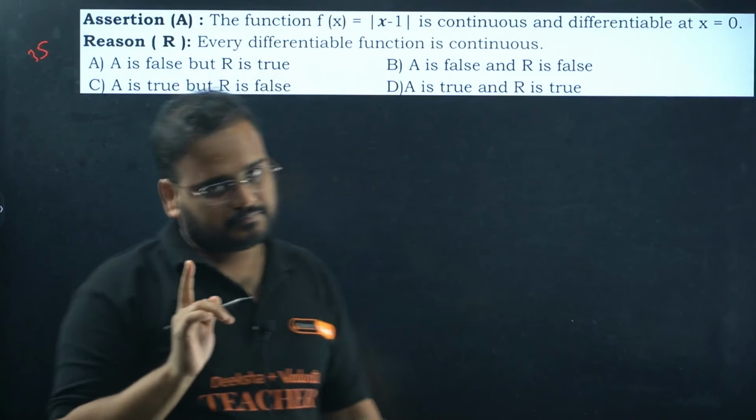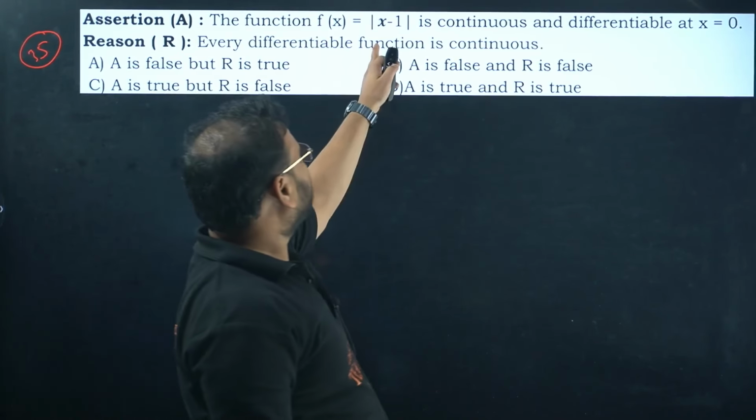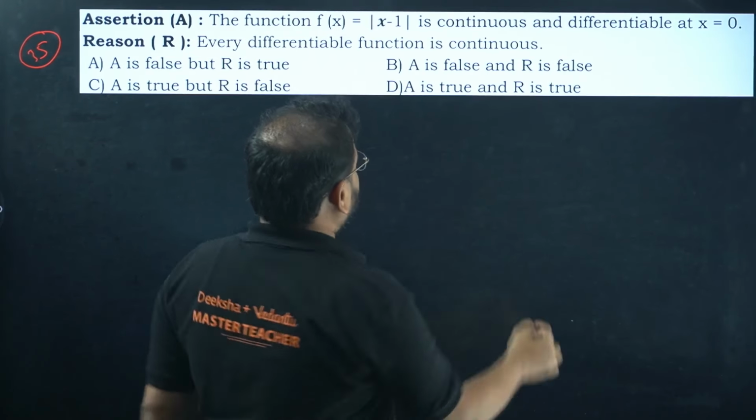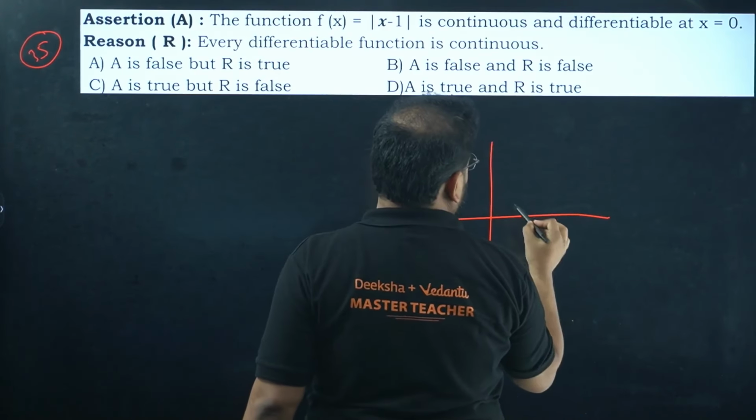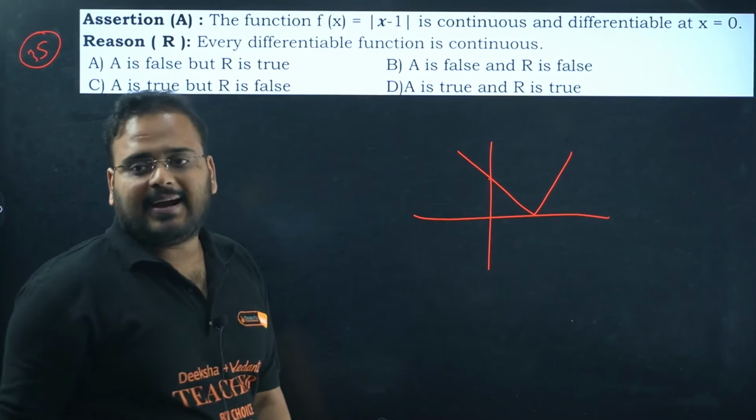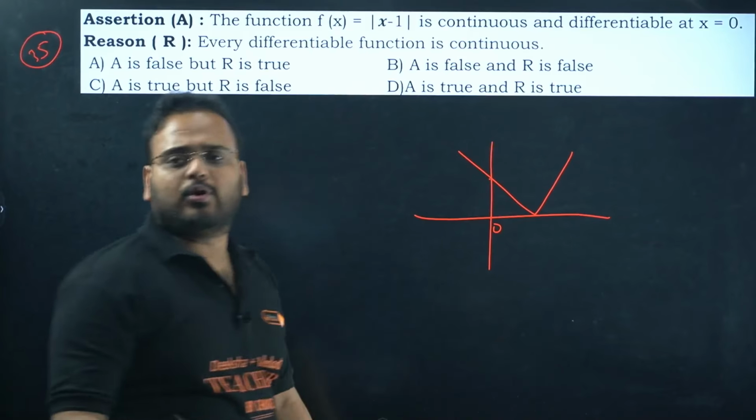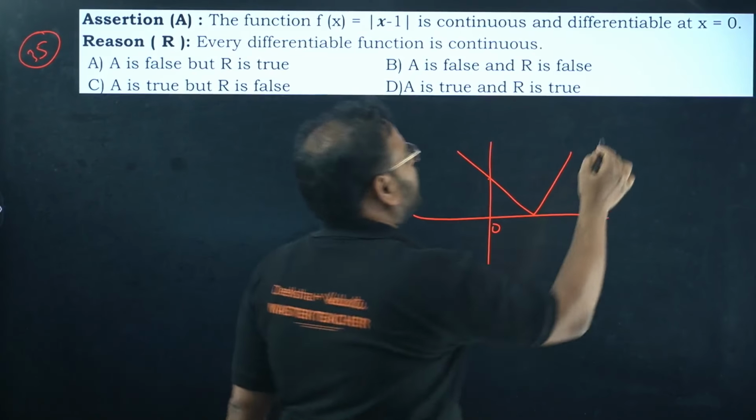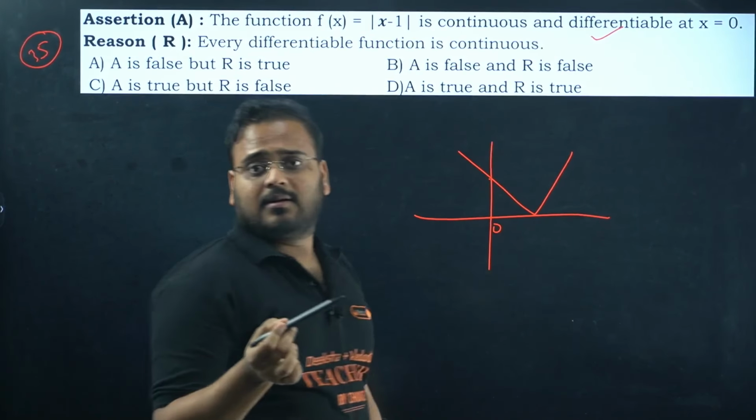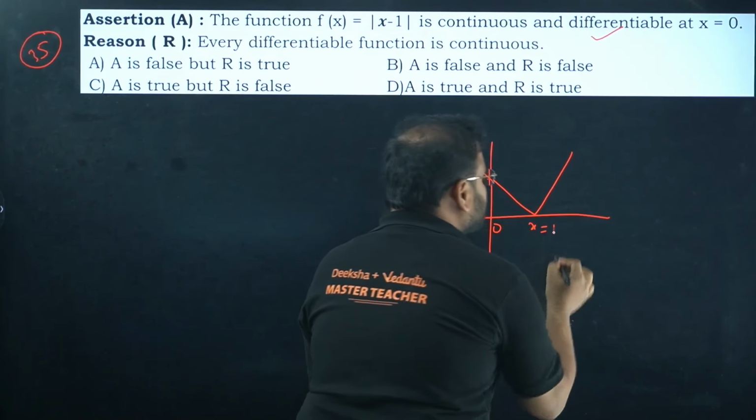34 is clear. 35. Assertion is function f(x), same thing, continuous. Okay, this is different. At 1, they're saying at 0, it is continuous, correct, no? At 0, this is the point 0. Over here, smooth line. Is continuous and differentiable both? True. It's true. True, sir. Sir, differentiable usually is not there. At which point? At point equals to 1.